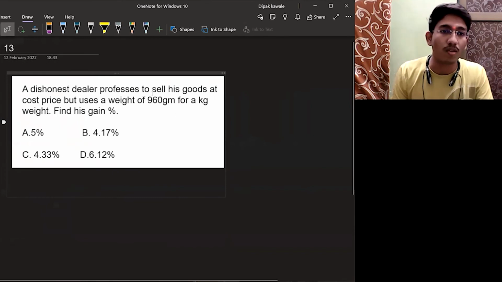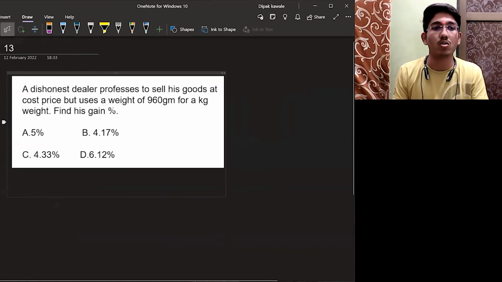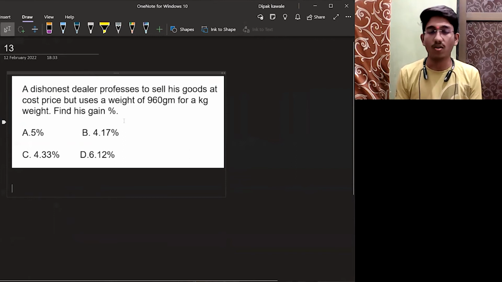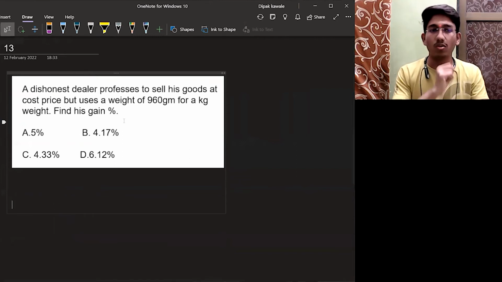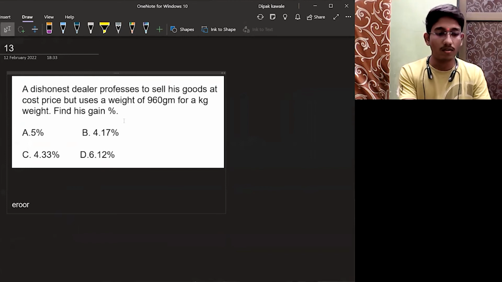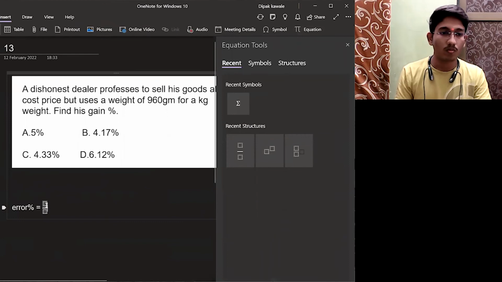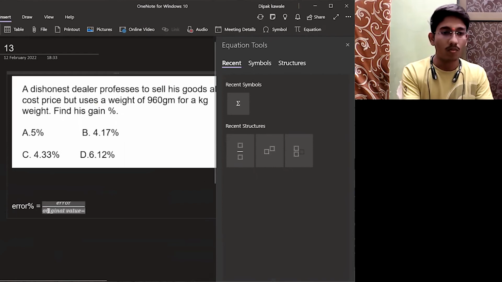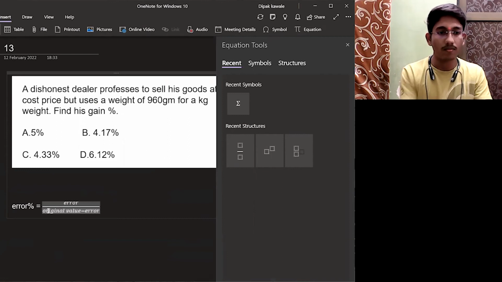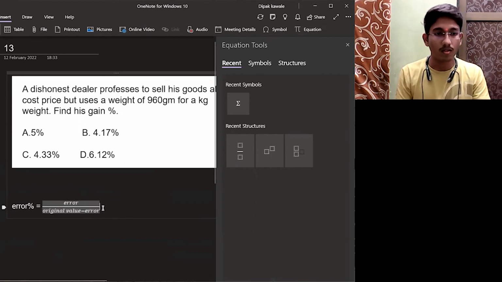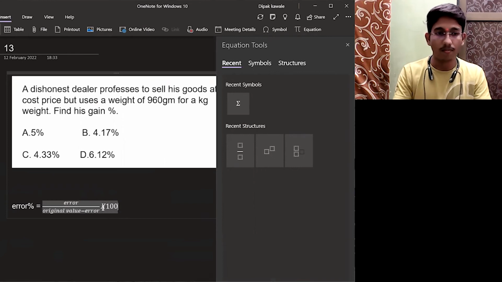A dishonest dealer professes to sell his goods at cost price but uses a weight of 960 gram for a kg weight. Find his gain percent. Okay, this is simple. So there is a formula to solve this problem, sir. Error percent is equal to error by original value minus error, into 100.